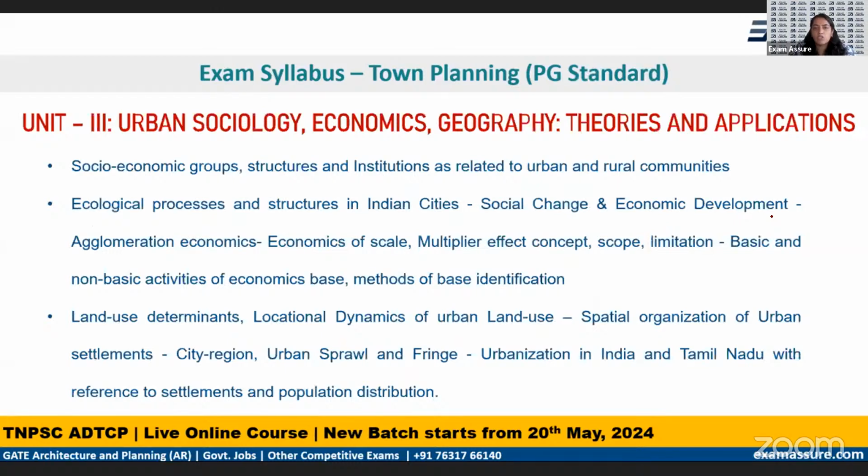Urban sociology, economics, geography, theories and applications. So here you're expected to know what are the basic structures of society, urban, rural communities, then ecological processes in Indian cities, what are the economic developments or theories again related to economics like multiplier effect, economies of scale, what are various land use determinants, local dynamics of urban land use, right? Along with, now here these, if you see, are all basics of planning. You take urban planning as a field. These are the basics that you're going to find anywhere.